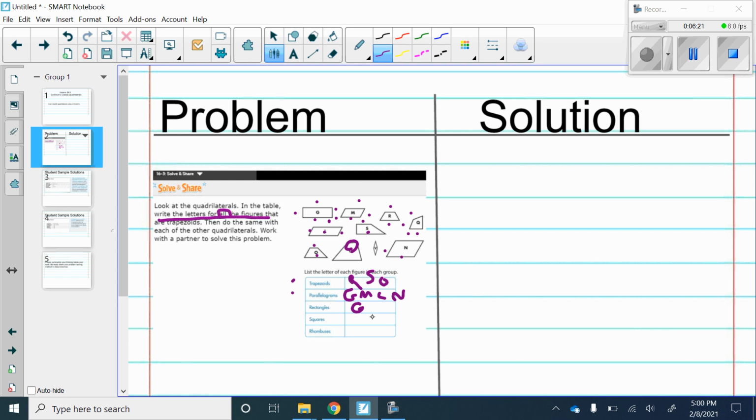And next I have a rhombus. Remember, a rhombus needs to have two of the angles that are the same size, plus they need to have all sides that are equal sizes. So, all sides that are equal sizes. And the only shape that I see here where all sides would be equal would be V.